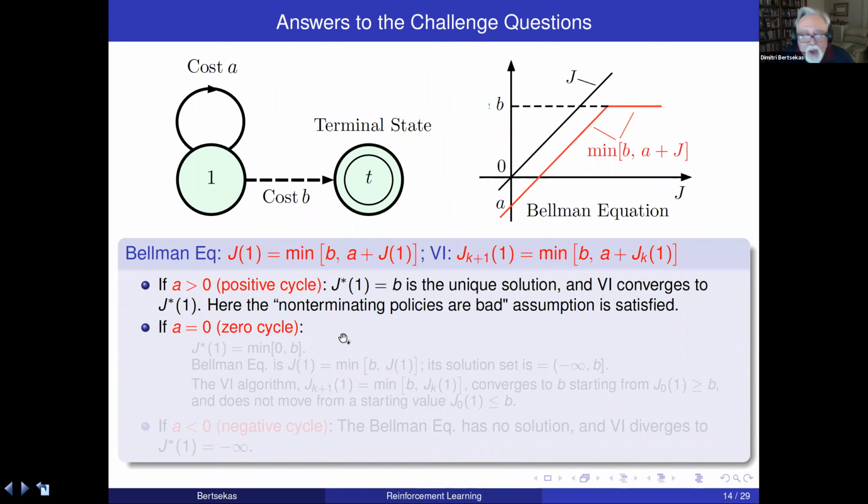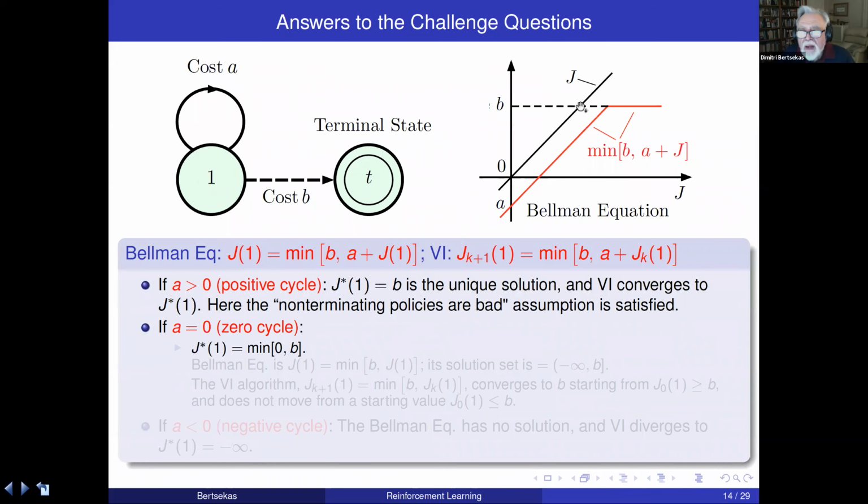What is Bellman's equation in this case? Well, A is equal to 0. So this line here is going to go up to here, and the right-hand side of Bellman's equation is going to be this. And it intercepts the left-hand side, which is this, along this line here. So all the numbers from B going lower are solutions of Bellman's equation. There's an infinite number of solutions.